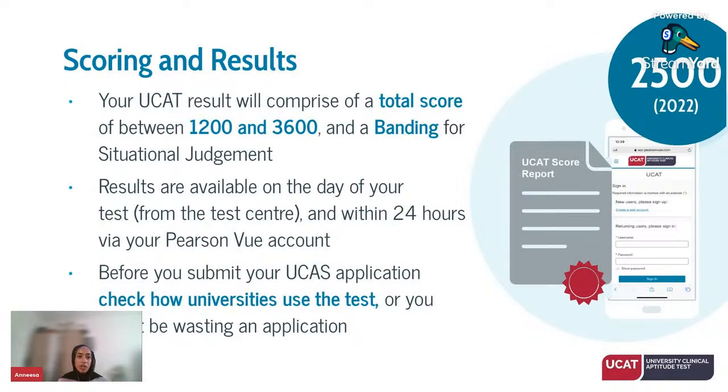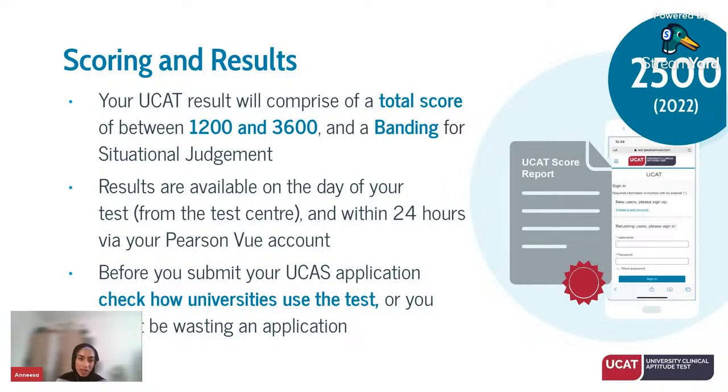As I mentioned earlier, your scoring and results. The four sections will comprise a total score ranging between 1,200 and 3,600. And for the situational judgment, you'll be given a banding score, with band one being the highest. Results will be available immediately after your test and will be available on your online account within 24 hours.